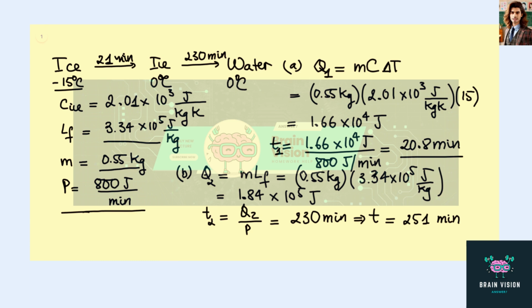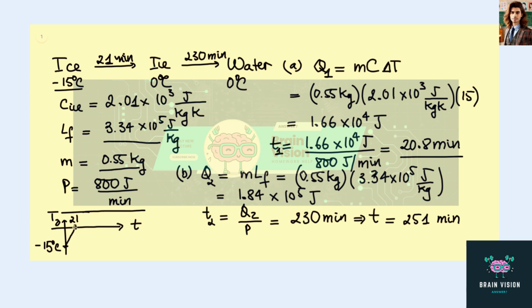I don't have enough space here. All right, let me draw something. This is time and this is temperature. We start from negative 15 degrees Celsius, and this is 0. It takes 21 minutes to heat up the ice from negative 15 to 0. So it's going to look like this.